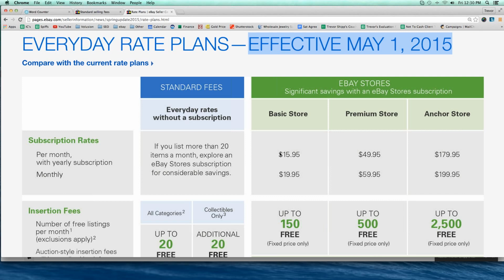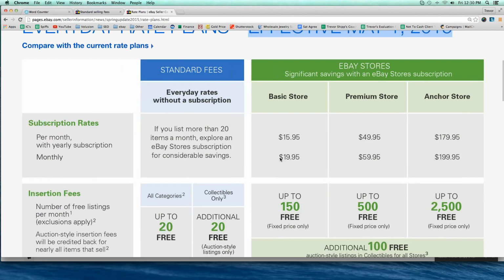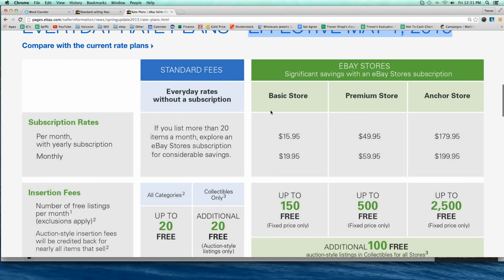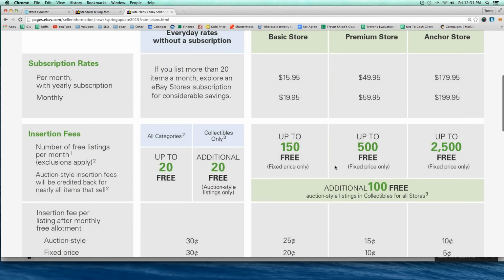So an eBay store, you pay a monthly fee. You can pay 16 bucks a month if you pay for an entire year. You'll just have to pay that all up front, and that ends up being $16 a month. Or you can just go month to month for 20 bucks a month, and this is for a basic store. There's three kinds of stores. There's a basic, a premium, and an anchor. An anchor is for, of course, larger companies. Premium is more of a medium-sized company, and most of you guys would be in the basic store category.